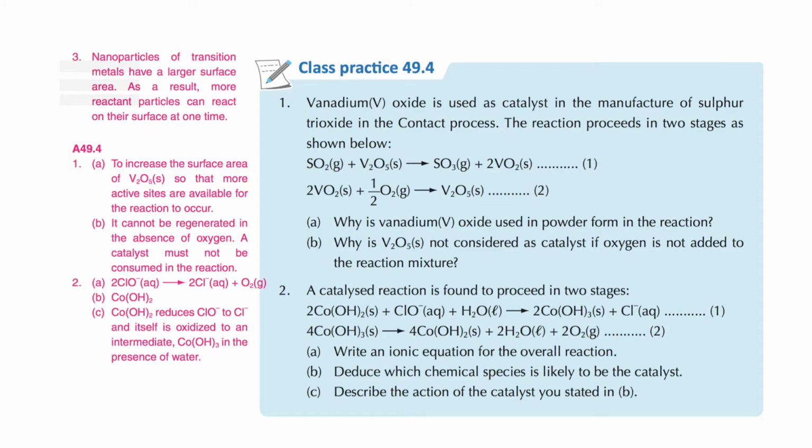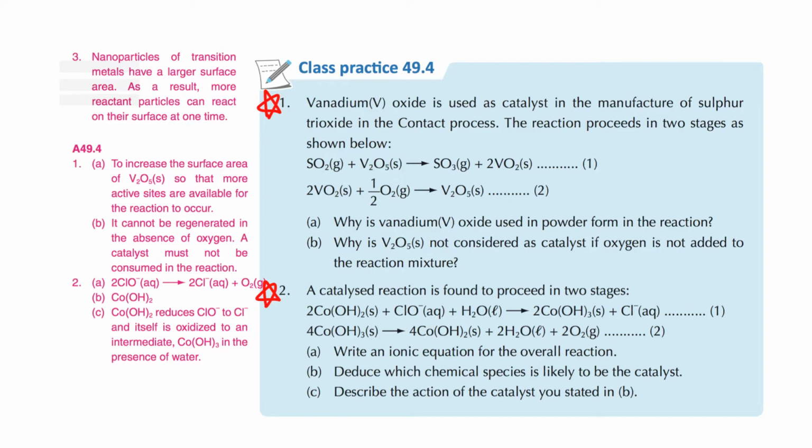So have a look at class practice 49.4. These two are good questions, to be honest, so you have to focus on them. Vanadium(V) oxide is used as a catalyst in the manufacture of sulfur trioxide in the contact process, and the reactions happen like this. We put vanadium(V) oxide in, and at the end it generates vanadium(V) oxide. So the SO2 will first react with it to form vanadium(IV) oxide, and vanadium(IV) oxide will then combine with the oxygen to give vanadium(V) oxide.